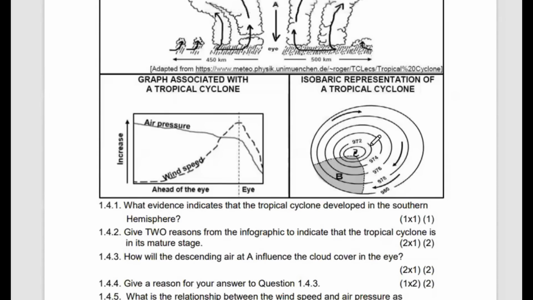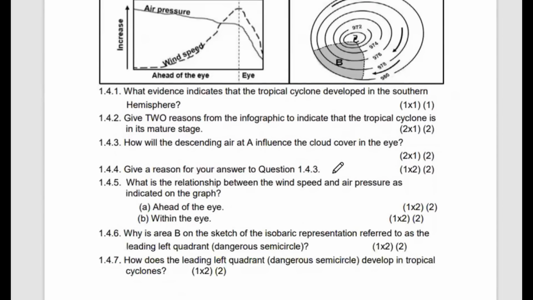Then we also have isobaric representation of the tropical cyclone. We are seeing the isobars indicating pressure, and pressure is lower at the center of the system and is higher outside of the system. And we also see this is our active quadrant of the weather system indicated by B. Right, let's try to figure out the responses to the given questions.